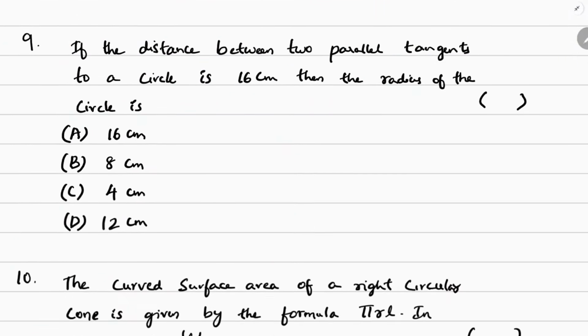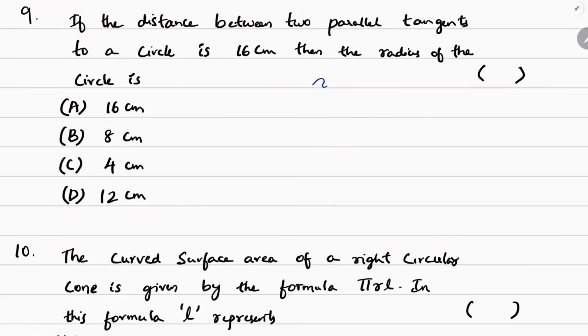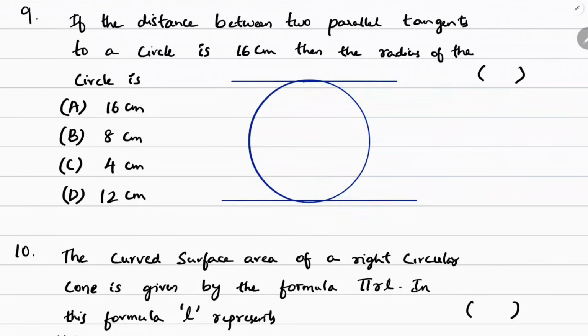Next, 9th question. If the distance between two parallel tangents, see, two parallel tangents we can draw at the end of the diameter. Here one we can draw here at the end of the diameter. So here diameter, see, the distance between the two parallel tangents is 16. This distance is 16. So diameter will be like 16 centimeters. So radius will be 8 centimeters. So correct option is B.